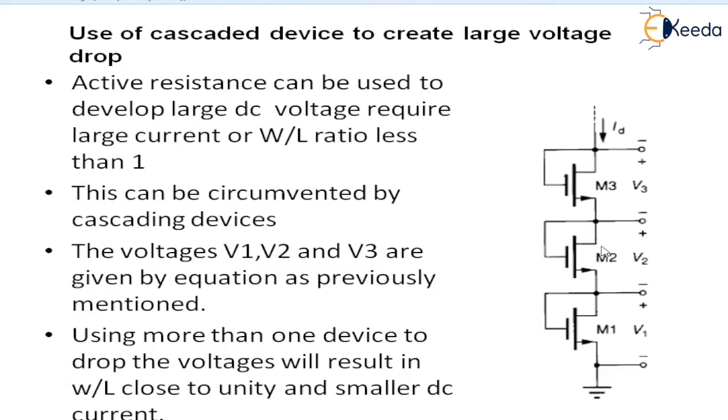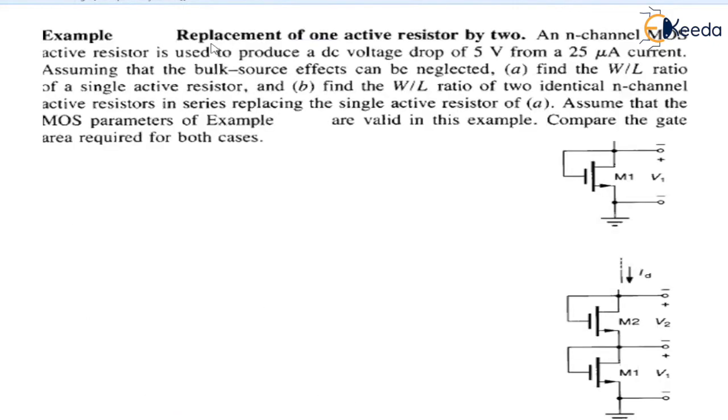The voltages V1, V2, V3 are given by the equation as previously mentioned, the same current equation we used when the transistors are in saturation mode. And using more than one device to drop the voltage will result in a W by L ratio close to unity and smaller DC current. So we will take an example and see how the W by L ratio is close to unity.